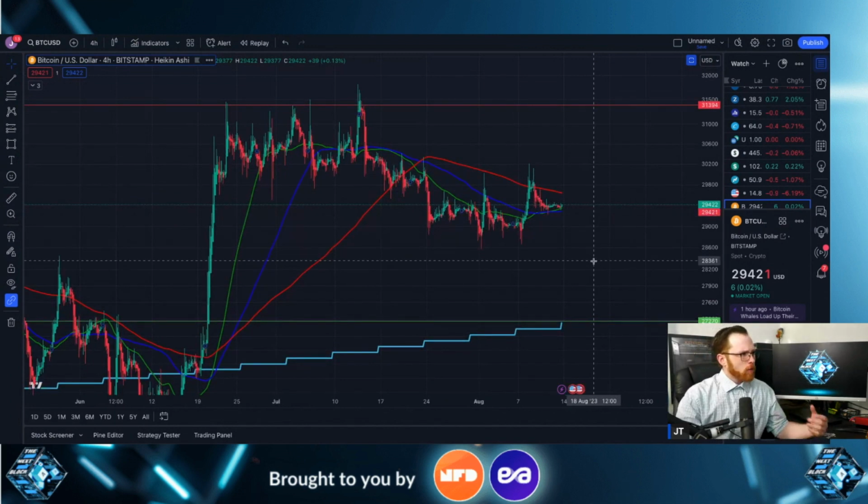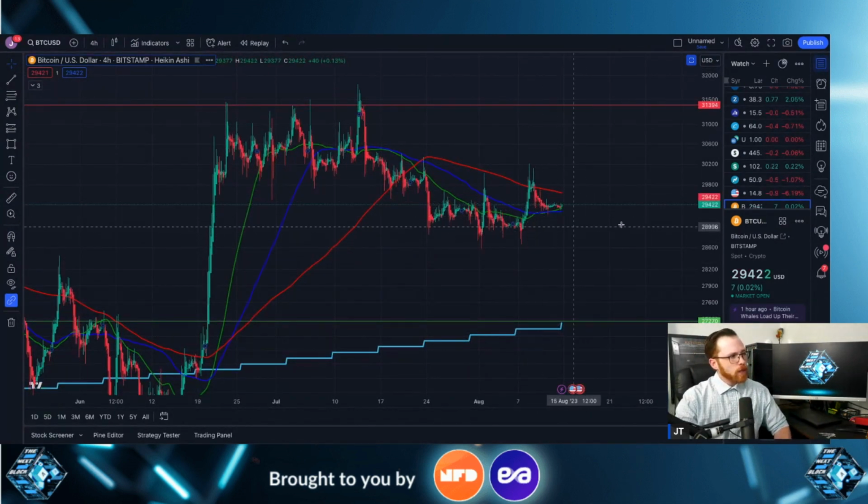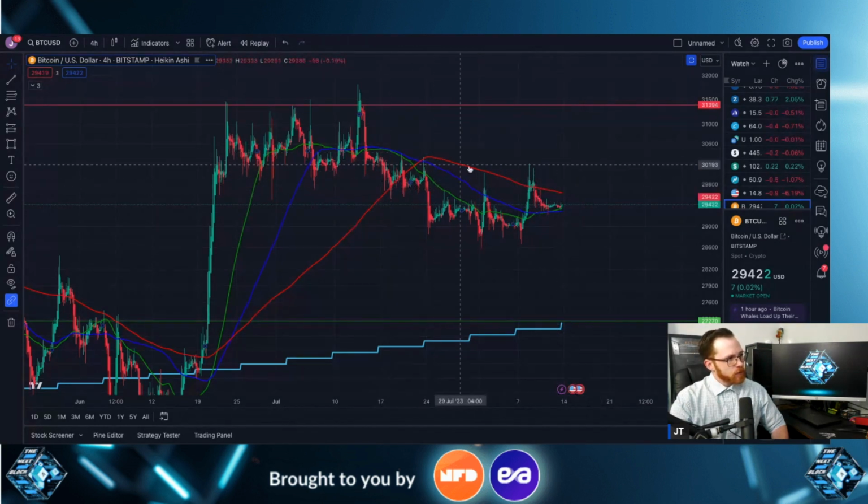If you zoom into the 4-hour of Bitcoin, you can see that Bitcoin's trying really hard to use the 50 and 100 moving averages for the 4-hour time frame as support. If it's able to successfully use this zone as support, get past this previous zone of resistance, which would be about the 200 MA in red here, then I could see us retesting this local high of around $31,400.